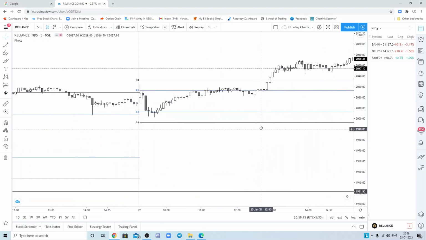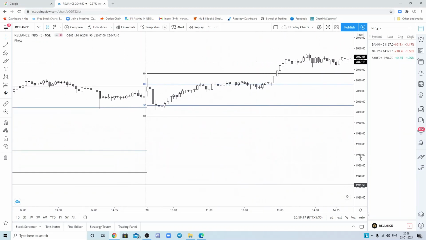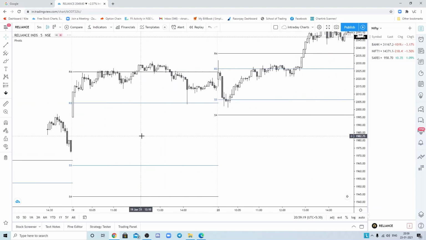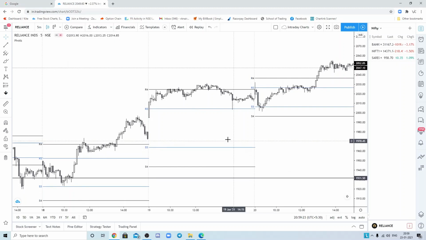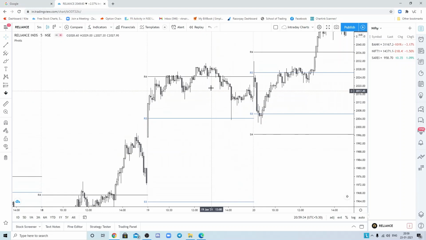Now another important thing you have to take care of is that you don't enter into trades in these types of Camarillas. Why? Now you can see the range of S4 to R4 is wide. This is very wide. And you can also see that the range between R4 and R3 is also wide. So imagine you are going to take a trade in this area. Where will you keep your stop loss?